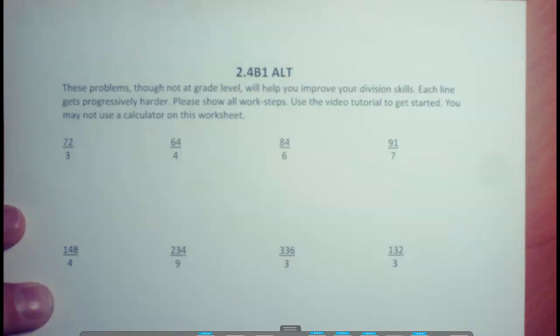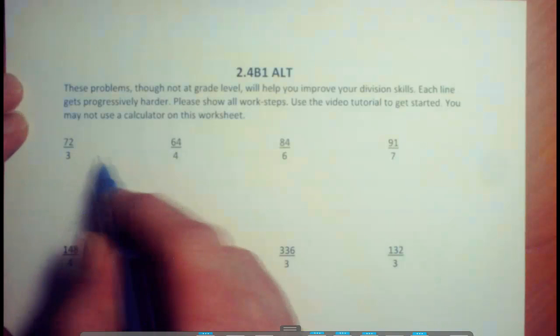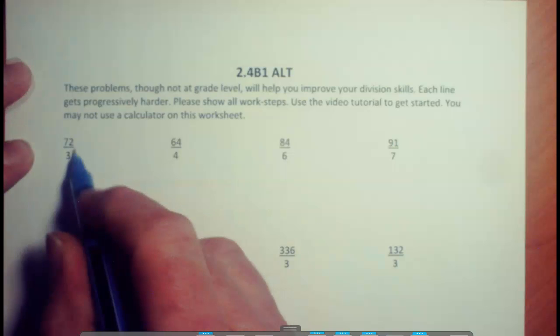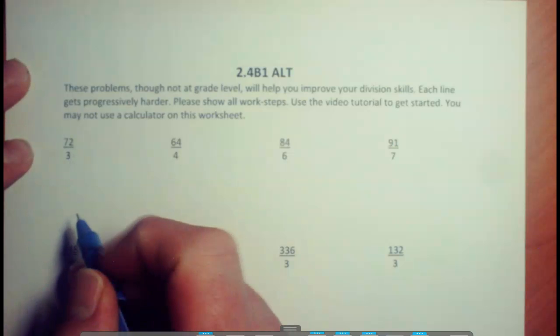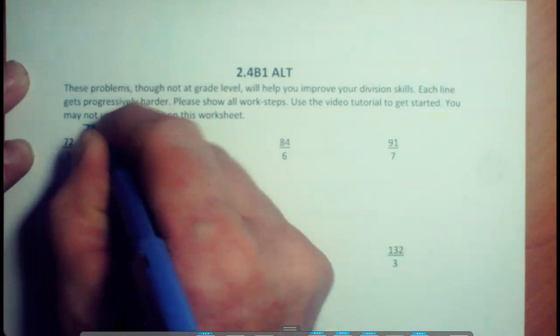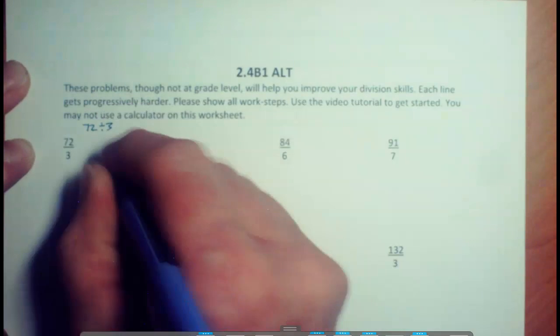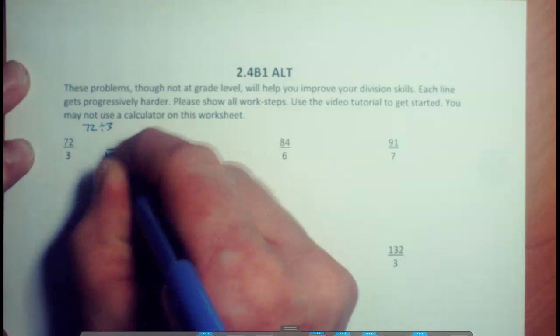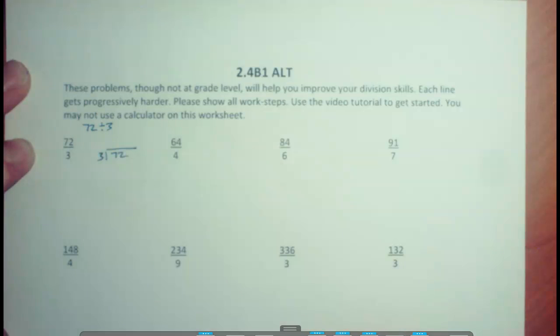These problems will get a little bit progressively harder, but there won't be any decimals in them. That's why this is a little bit below grade level in terms of our expectations. But I also wrote all of them as fractions. So 72 divided by 3 is really the same thing as 72 divided by 3, which is the same thing as 72 divided by 3.